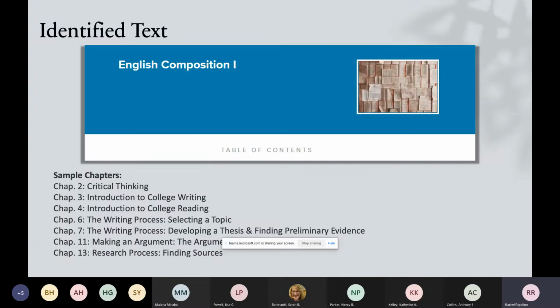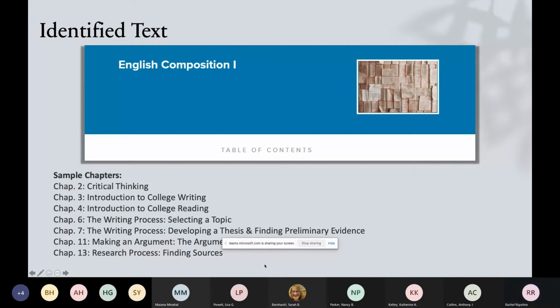I identified this textbook. It's a Lumen textbook, and you can find this out on the web. English Composition 1. And it looked good. A lot of the chapters aligned with things that we were doing, you know, talking about critical thinking, introduction to college writing, all of that good stuff that compositionists are very used to teaching, especially in that first semester, acquainting our students with this move to college reading and writing.